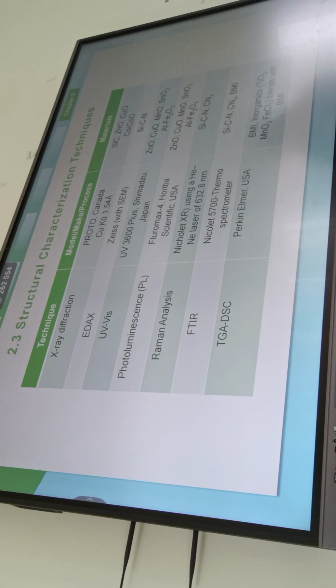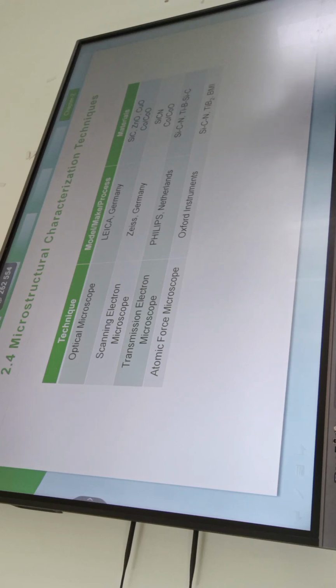For structural characterization, I have used X-ray diffraction for SiC, ZnO, and copper oxide, and then EDAX, UV-visible, photoluminescence, Raman analysis, FTIR, TGA, and DSC for these respective materials. For microstructural characterization, I have used the optical microscope, TEM, and AFM, and I have used these techniques on these materials.